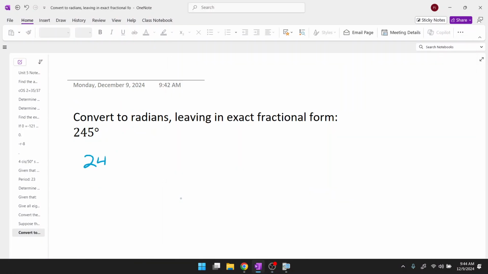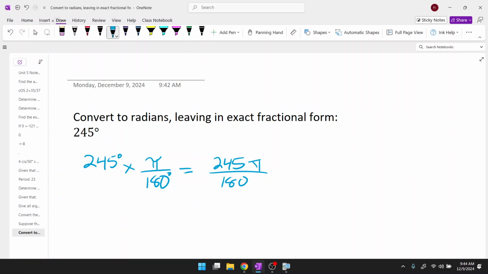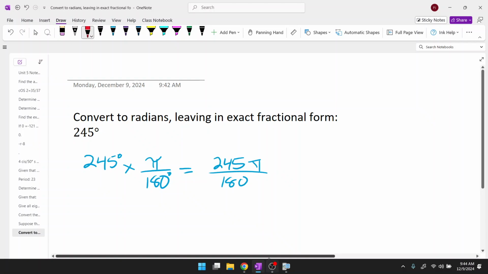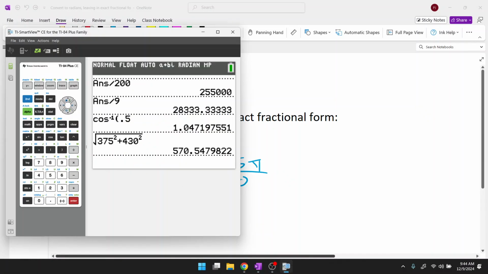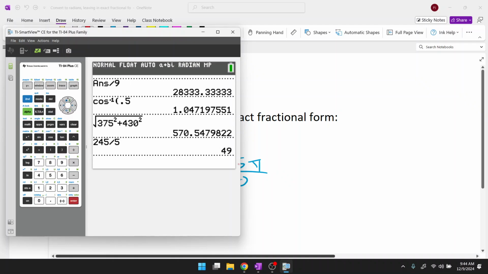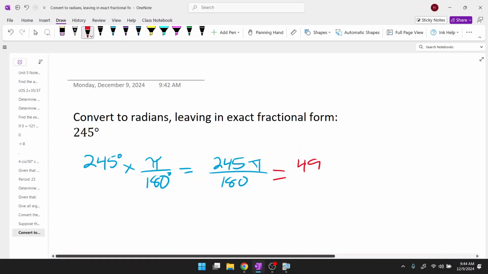All right, so basically all you do is multiply by pi over 180, and you get 245 pi over 180. Now let's get that in simplest form. Well, we can divide both of those by 5. And that's going to be 49 pi over 36 radians.